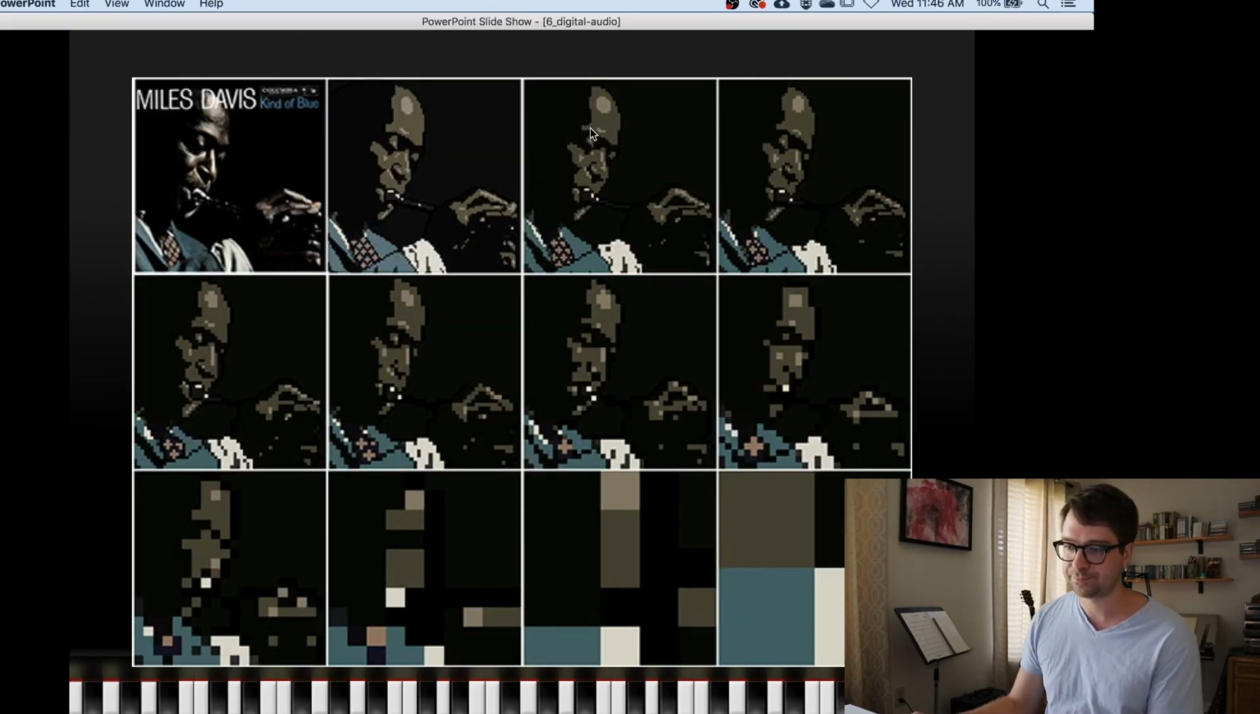Here's another example. Here's the best-selling jazz album of all time, Kind of Blue by Miles Davis, which is great. You should check it out. If we can only represent that using 4 pixels, this is the album cover. It doesn't look very convincing, right? So the more pixels we get, the better our sample rate is, then the more realistic the image gets.